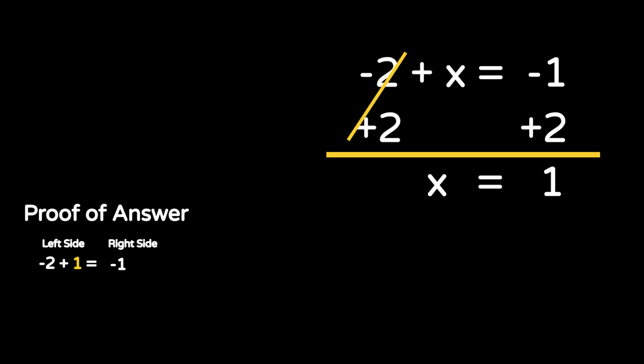On the left-hand side, negative 2 plus 1 equals negative 1. On the right-hand side, we already have negative 1. Since both sides are equal, our solution is correct.